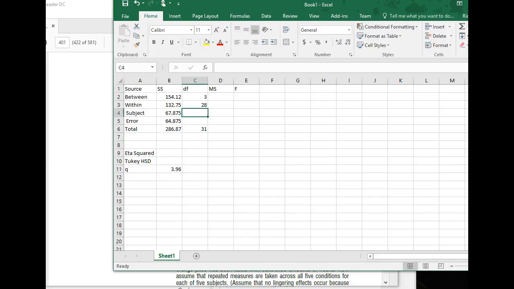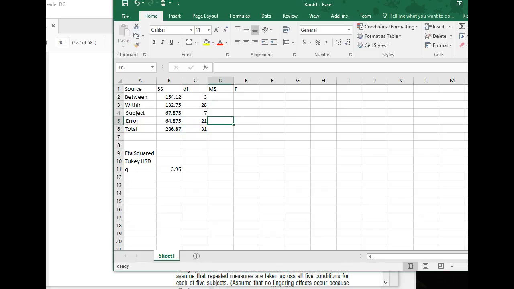And so the subject degrees of freedom is just the total number of subjects that you have minus 1. So there's 8 subjects, take away 1, so that's going to be 7. And that means that this leftover number of degrees of freedom for the error has to be 21. Because again, these have to add up to be the total degrees of freedom for the within.